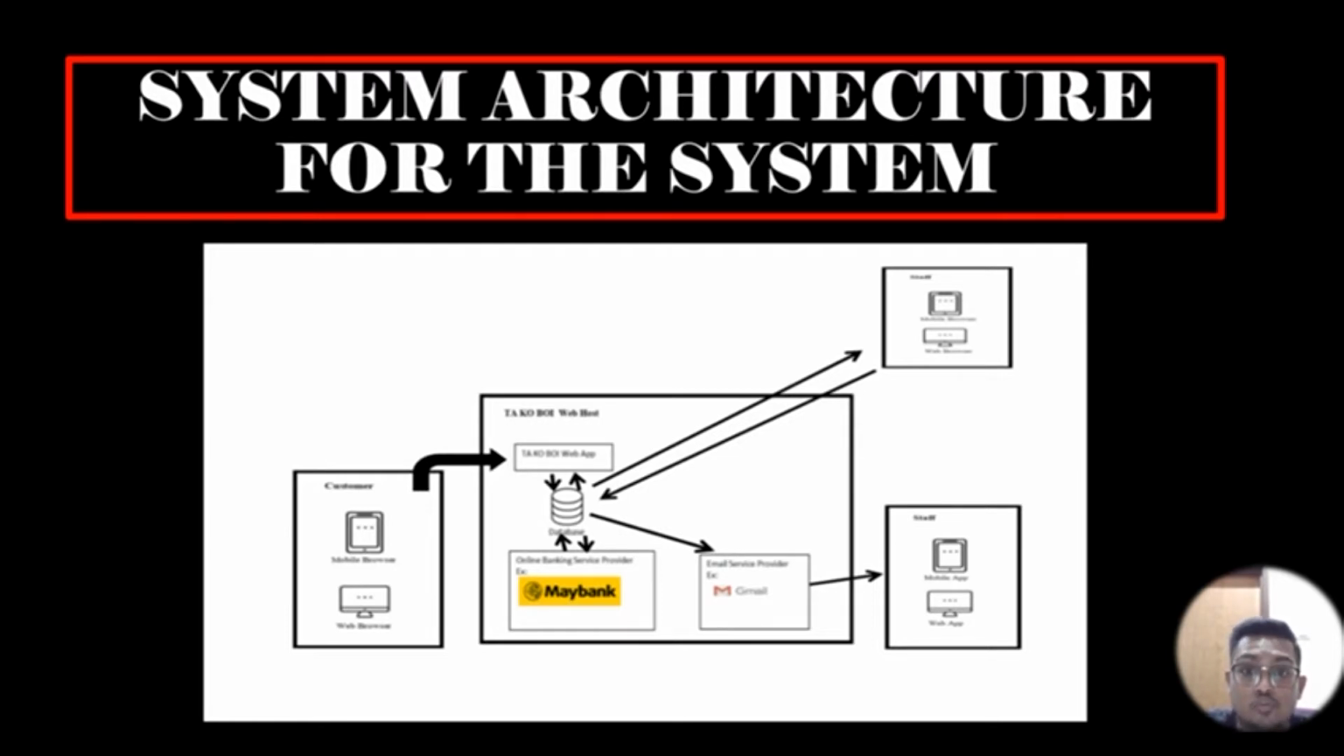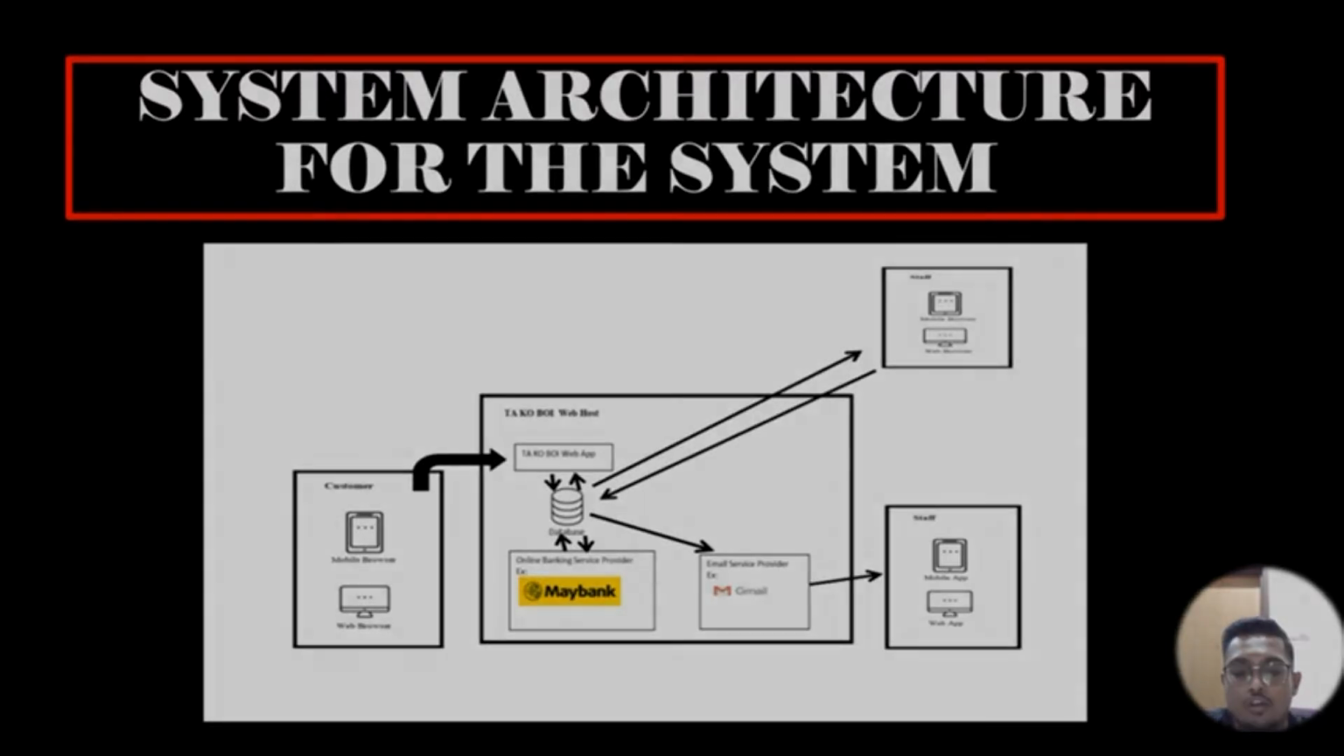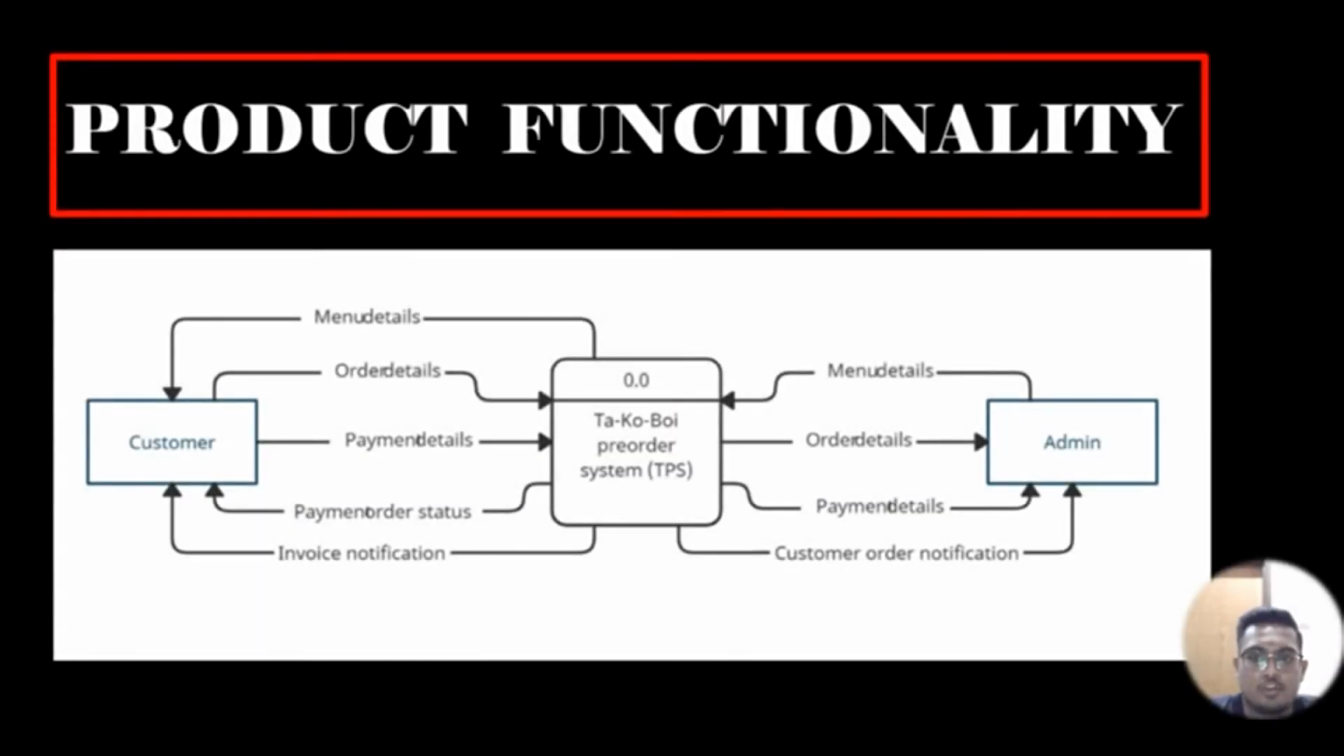The system will also notify the staff when an order is placed and send a copy of the receipt via email to the admin when the item is ordered online. The system will also keep track of all the order records, which will be very useful for the staff in ordering them to avoid missing out orders. And the system will also indicate orders that have been paid online. Next, I will be presenting on product functionality.